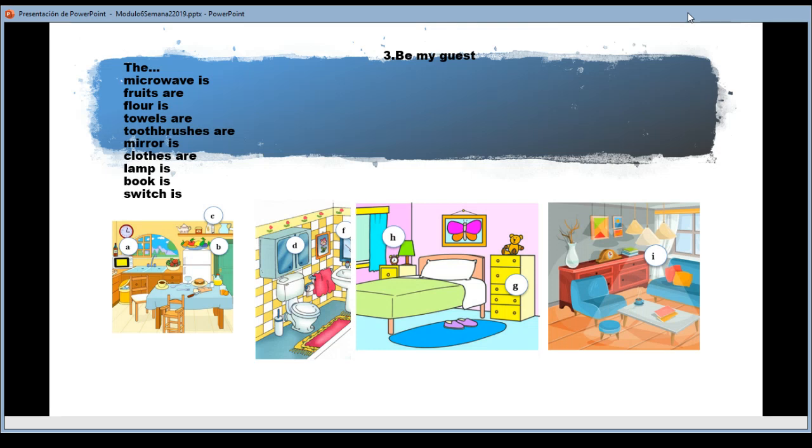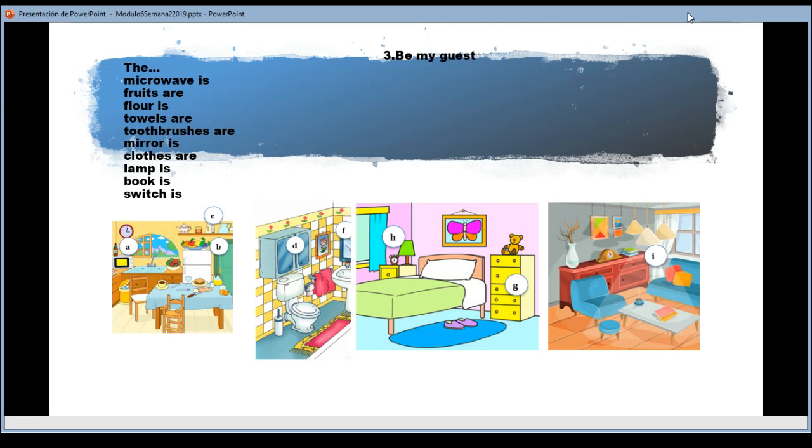So for this week, as I told you, we are going to check some vocabulary related to objects in different parts of the house. So don't get confused and don't think that you are going to study the parts of the house. This is not necessary, okay? These activities are only related to objects in the house.